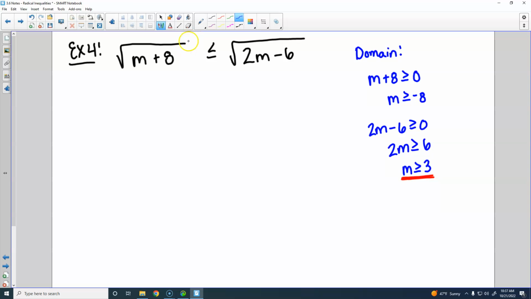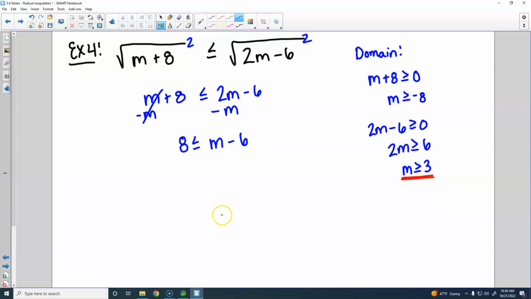So now if we solve this, we're going to square both sides, which is going to give us m plus 8 is less than or equal to 2m minus 6. I'm going to subtract this m right here. So 8 is less than or equal to m minus 6. I'm going to add that 6. So I get 14 is less than or equal to m.